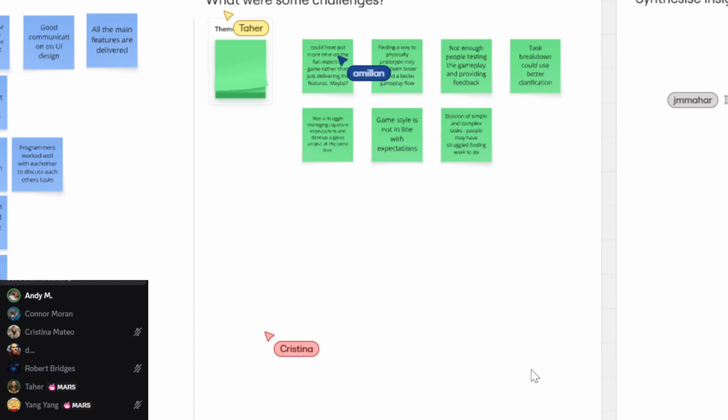So the first ticket here is: could have put more time on the fun aspect of the game rather than just delivering the features. Whoever wrote this is what I was looking for. One thing I don't like is that you put maybe. That's not a maybe. That's 100% fact.